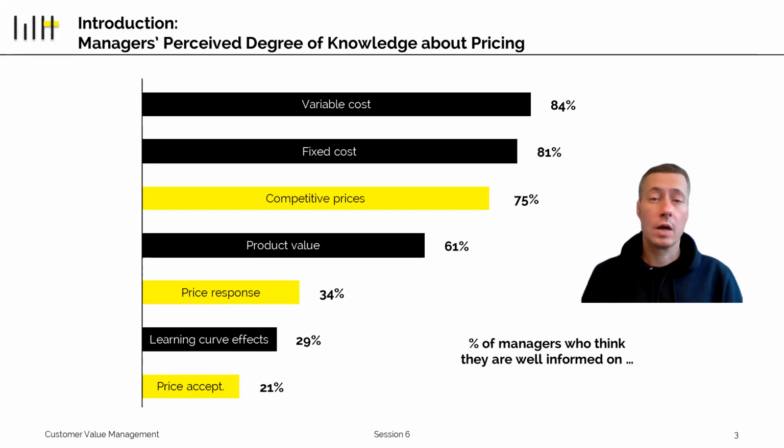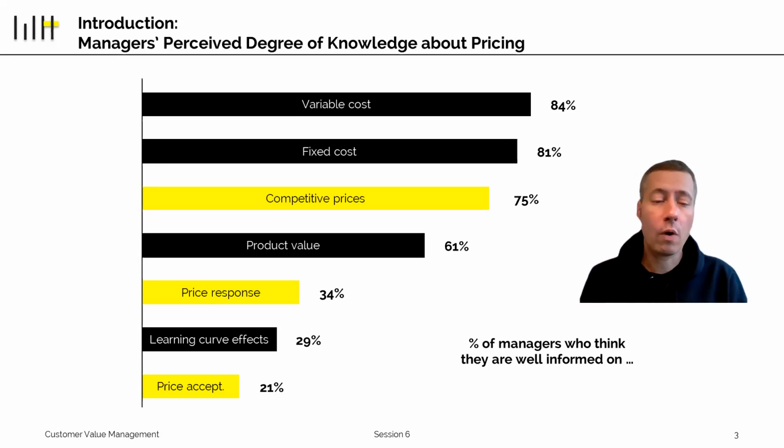If you ask managers which type of decisions they think they're well informed on, it's interesting that they know relatively little about questions of pricing. Most managers, say 80%, so 4 out of 5 managers, are reasonably comfortable regarding cost information. They know the variable cost of their product, the fixed cost about their products. 75%, so 3 out of 4, know relatively well the prices of their competitors. About 2/3, 61%, know the product value, the value that their product creates.